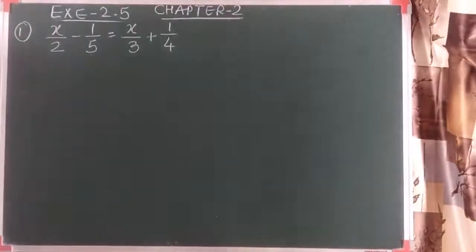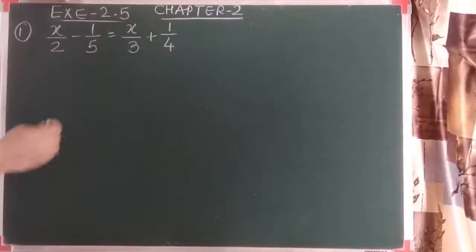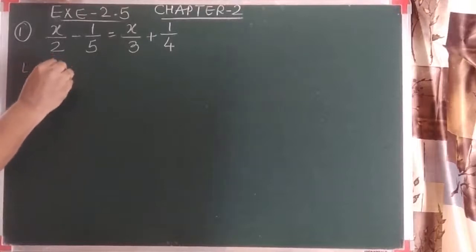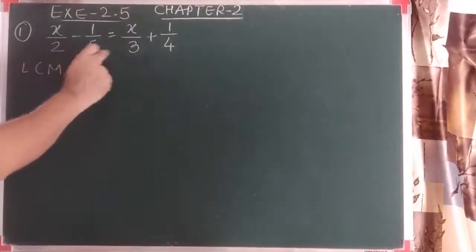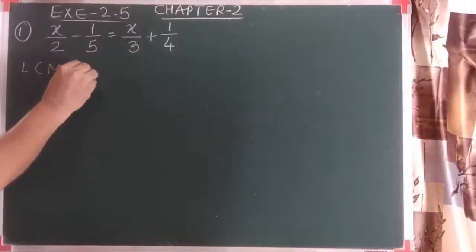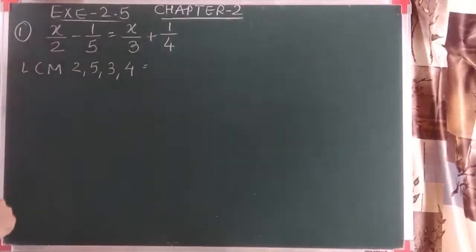So you can see that again there are four terms, and they all have denominators. As we discussed, we should take the LCM. The LCM should be taken of the denominators 2, 5, 3 and 4. So the LCM of 2, 5, 3 and 4 must be 60.